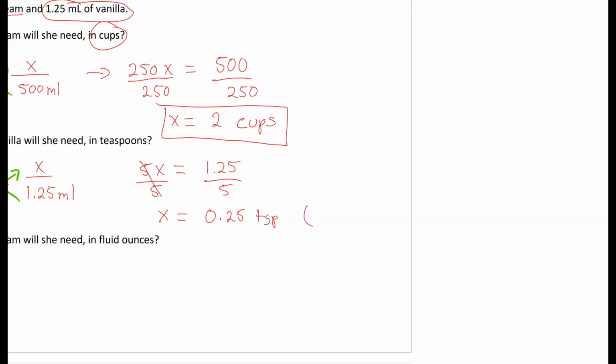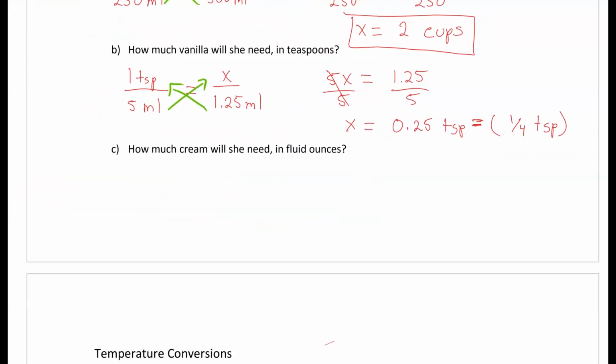Now, another way to think about this would be in fractions. If we had 0.25 of a teaspoon, this would be the same as saying we have a quarter of a teaspoon. So they're both equal to each other. You could write 0.25 teaspoons, or you could write a quarter of a teaspoon.